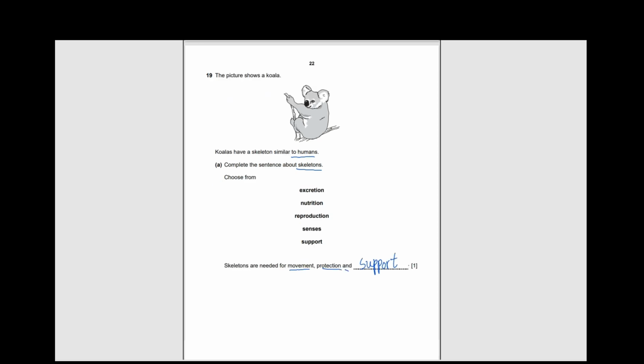Moving on. Choose the correct sentences about skeletons. To move, the body needs muscles. Like I said, the skeleton supports our body, especially muscles. So this is the end of it.